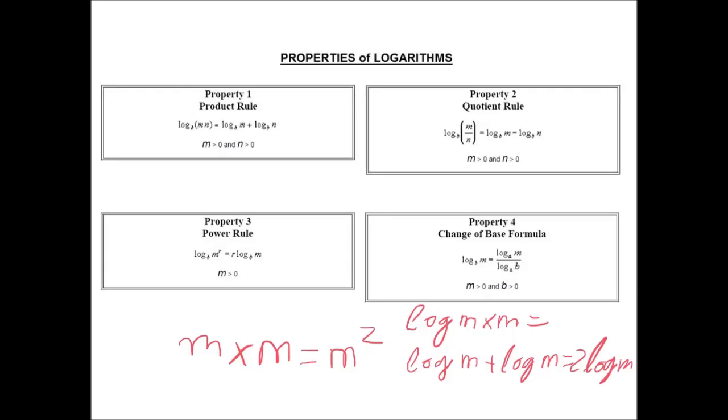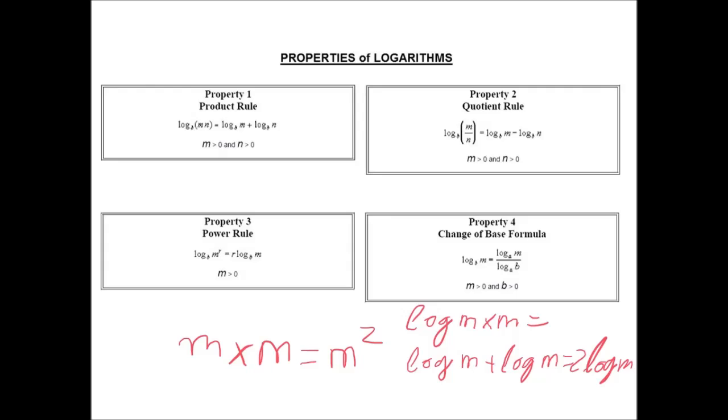As you can see, this 2 here has gone in front here. So likewise we can say for any exponent r of m, log of m to the power of r is equal to r log of m. The exponent of m moves in front of the log and becomes a product of r times log of m.